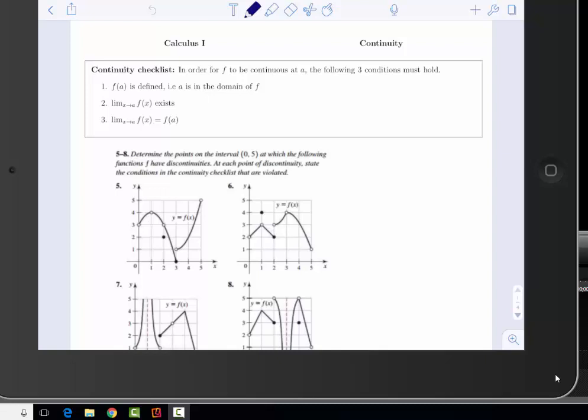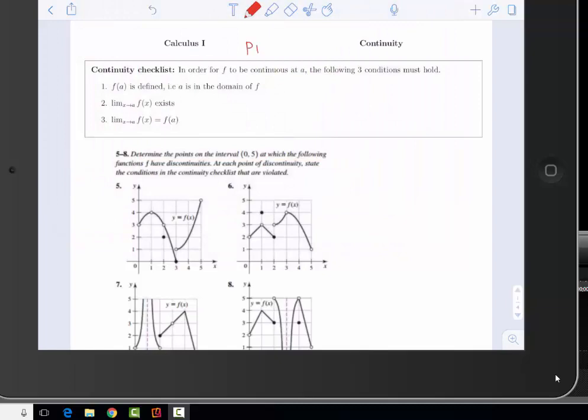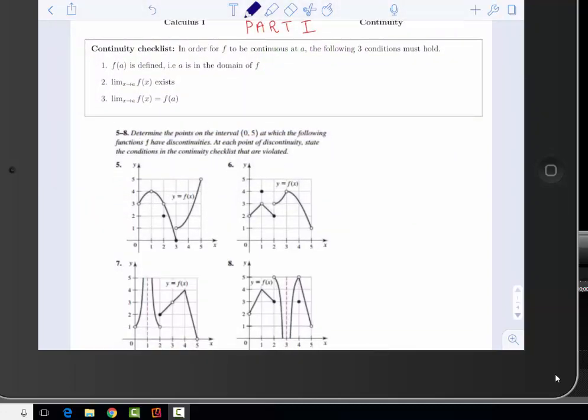So we'll go through the continuity checklist and look at some examples of various functions that might be continuous at certain points. And then in the next video I will talk about continuity over an interval. So you can think about it as part 1 of the lecture about continuity. Okay, so let's go ahead and take a look at the following continuity checklist.